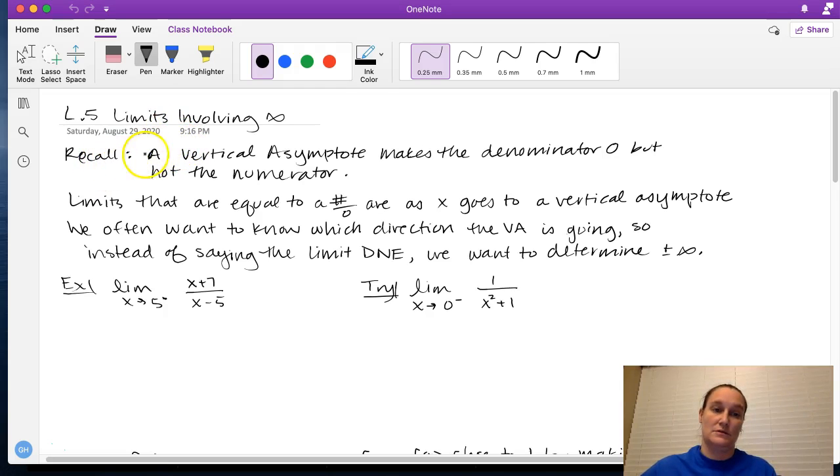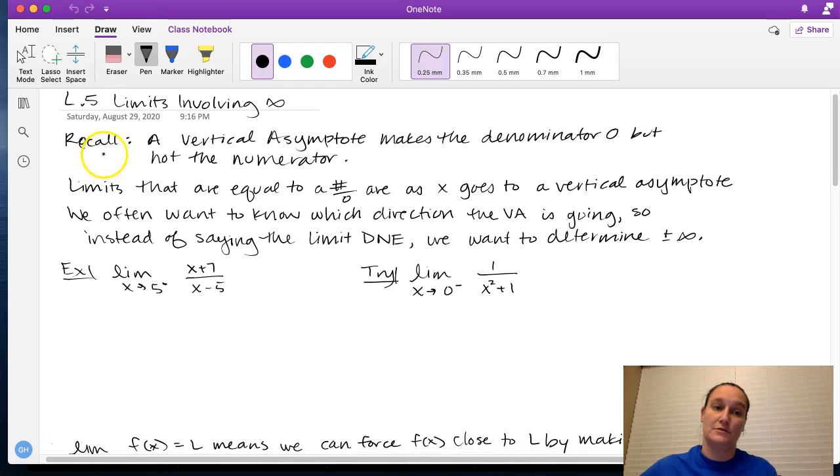Both of these actually deal with asymptotes. Recall, a vertical asymptote makes the denominator 0 but not the numerator. So we find vertical asymptotes typically by setting the denominator equal to 0, but what makes the denominator 0 cannot also make the numerator 0 for it to be a vertical asymptote. A lot of people skip over that part, but that's something we'll talk about in section 6 with continuity. That actually makes it a hole if it makes both the denominator and numerator 0.